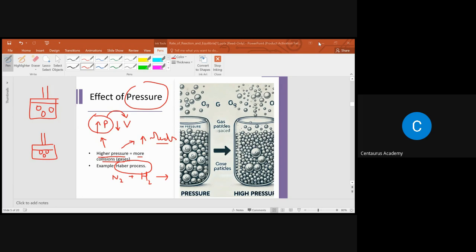You can keep the pressure to be 100 atmospheres, 200 atmospheres, or 300 atmospheres. It completely depends upon you. And when you're increasing the pressure, the volume of the gases is going to decrease. Pressure and volume are inversely related to each other.